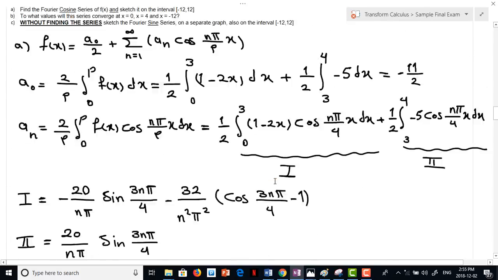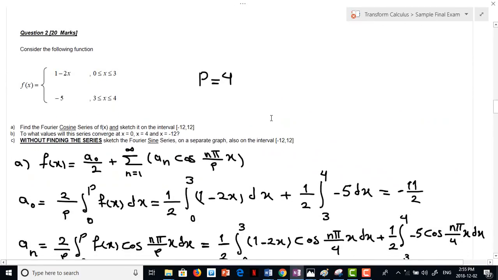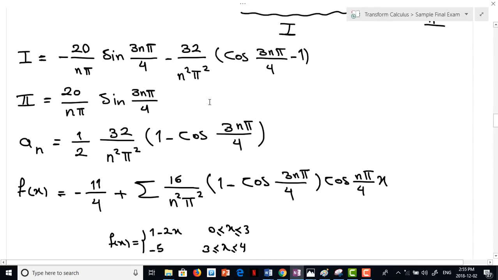Now we want to go to part C. In part C, it says, without finding the series, sketch the Fourier sine series on a separate graph, also on the interval minus 12 to 12. So again, if you want to find the Fourier sine series, you have to plot your function on the range of 0 to 4. Then you have to reflect it with respect to the origin. And now you have a Fourier series in the range of minus 4 to 4. You know that the Fourier series is a periodic function. You can repeat it and end up with the final plot.